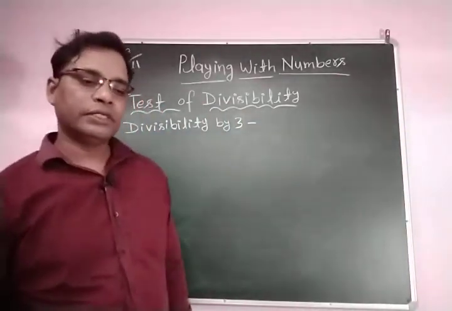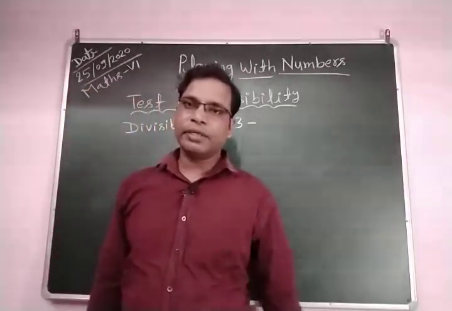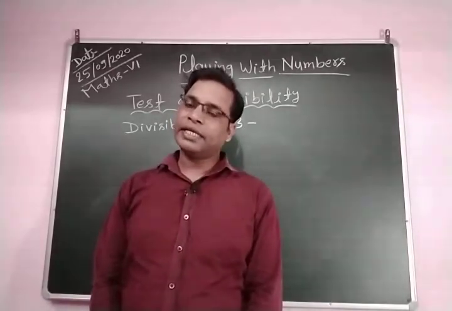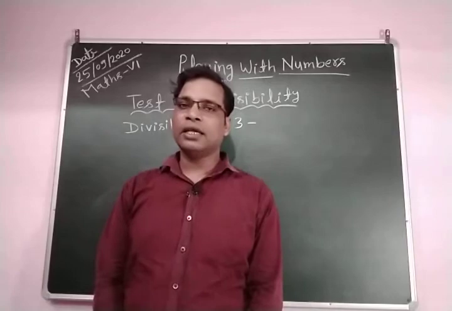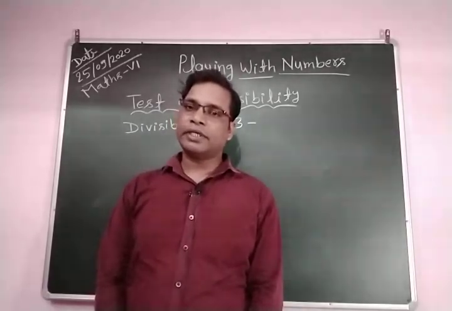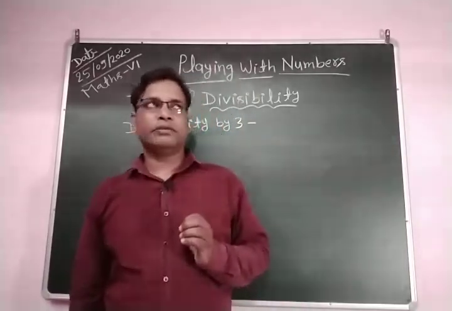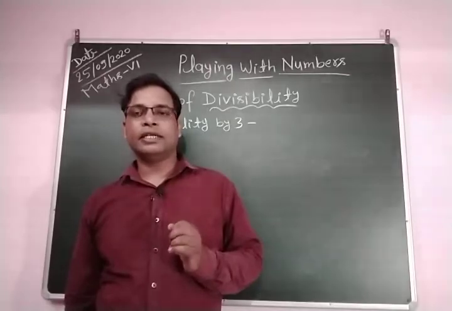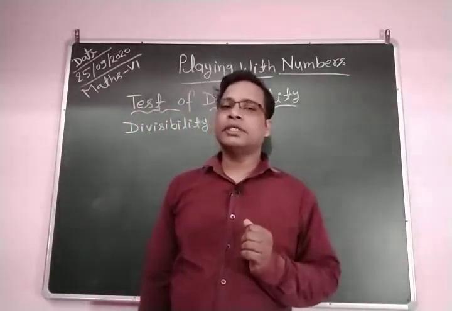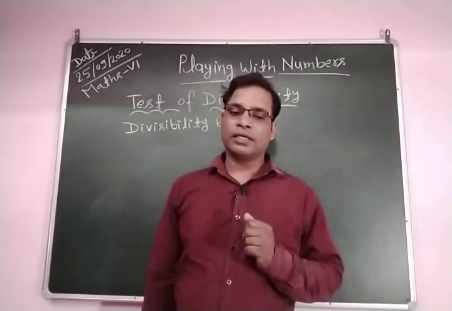A number is divisible by 3. Listen very carefully. A number is divisible by 3 if the sum of the digits of the number is divisible by 3. Again, I repeat this definition and this test of divisibility by 3: a number is divisible by 3 if the sum of the digits of the number is divisible by 3.